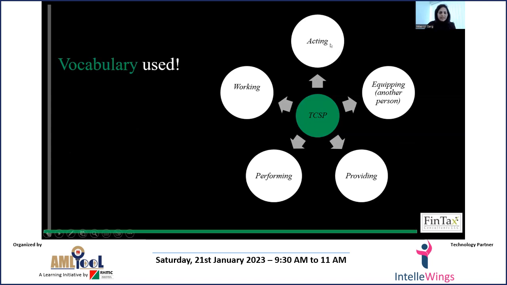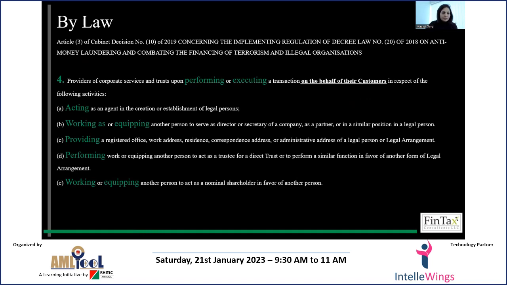So the words like acting as, equipping another person, providing certain services, performing, working. So now I go back to my previous slide. So providers of corporate services and trusts, upon performing or executing a transaction on behalf of their customers in respect of the following activities. So what activities they are performing: acting as an agent for forming the legal persons or legal structures, whether they are working as or they are equipping another person to provide the secretarial services or the directorships into the legal entity. Then are they providing any registered office, residence, permits, administrative address, post box, PO box address?